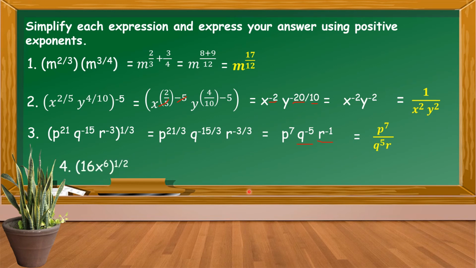Next, number 4. 16x raised to the power of 6, all raised to the power of 1/2. So our 16 becomes 4 raised to the power of 2. Why 4 raised to the power of 2? Because 4 times 4 is 16, times 1/2. Then x raised to the power of 6 times 1/2. Then we have 4. Why 4 only? Because 1/2 of 2 is 1. So we only have 4 here. 6 divided by 2 is 3. So our final answer is 4x cubed.